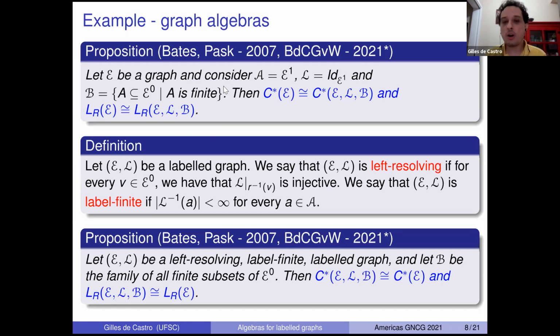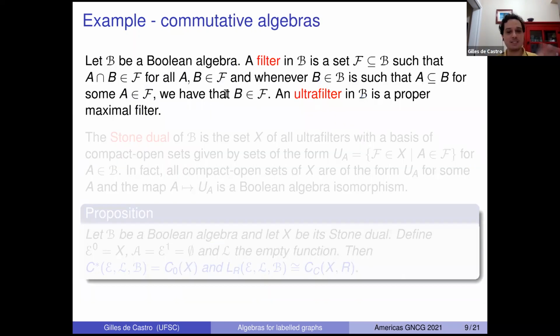But not all C*-algebras of labeled spaces are graph algebras. Actually, it's something much more general. And one way of constructing examples, since this is going to play a role later on in the talk, I'm going to give a little more detail here. Whenever you have a Boolean algebra, you have this notion of the Stone dual.